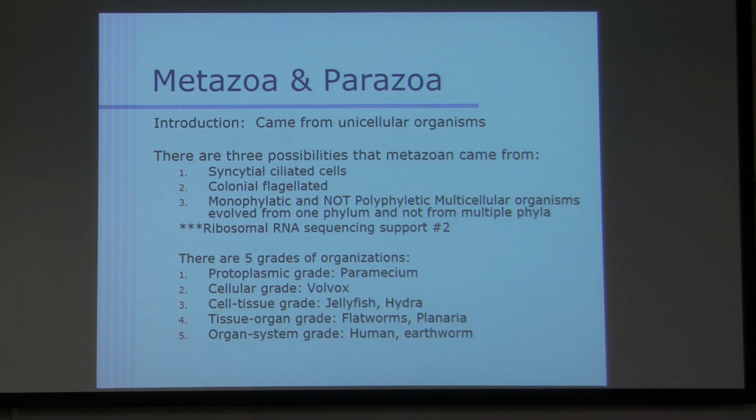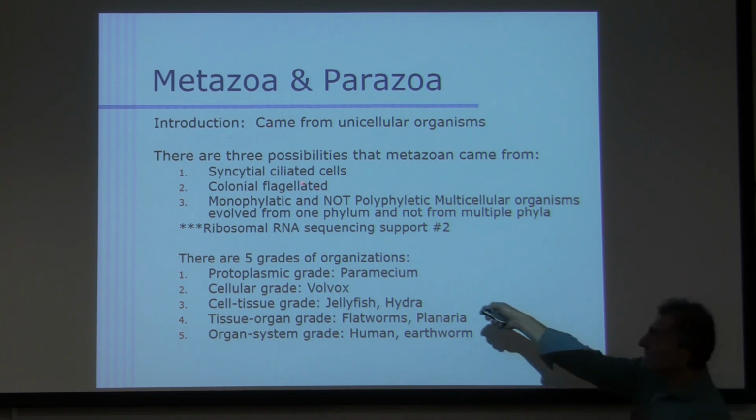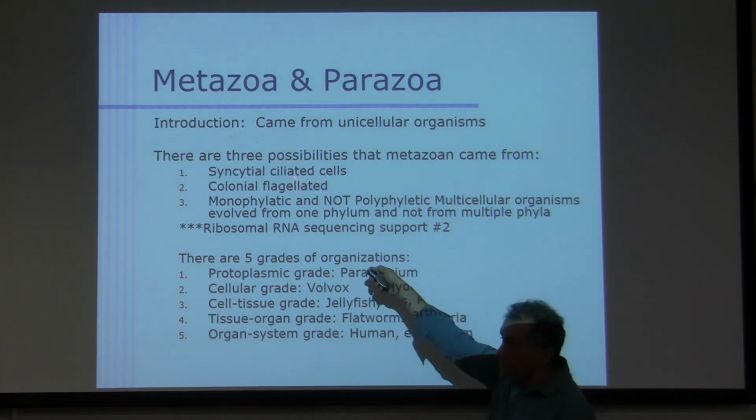Can you give me an example of a syncytial cell? Skeletal muscle. Yeah, a skeletal muscle. Ciliated, some of cardiac muscles. Ciliated. Paramecium had nuclei, I should say, two nuclei. So syncytial ciliated, that's one theory.